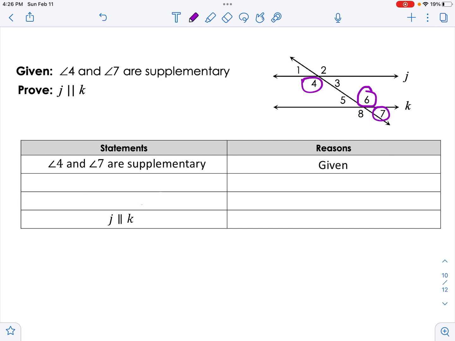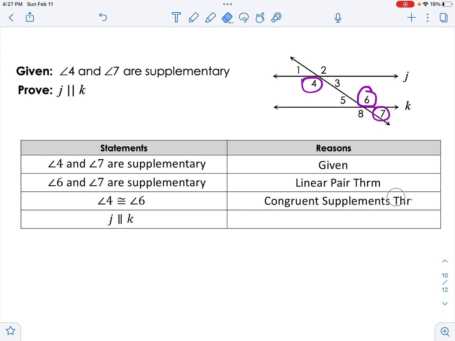Okay, so let's write that. 6 and 7 are supplementary. They have to be because they form a linear pair. So that's the linear pair theorem. Okay, now both these two, 4 and 6, are supplementary to the same angle. So that means that 4 and 6 have to be congruent. Okay, and that's the theorem that we talked about earlier. It's the congruent supplements theorem.